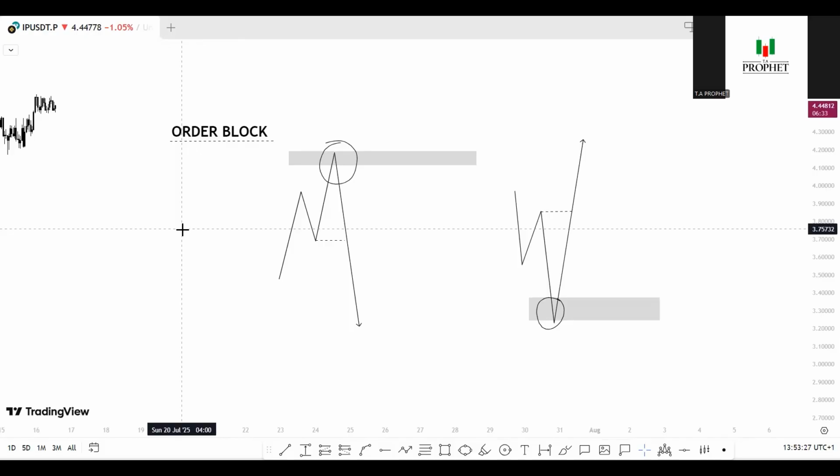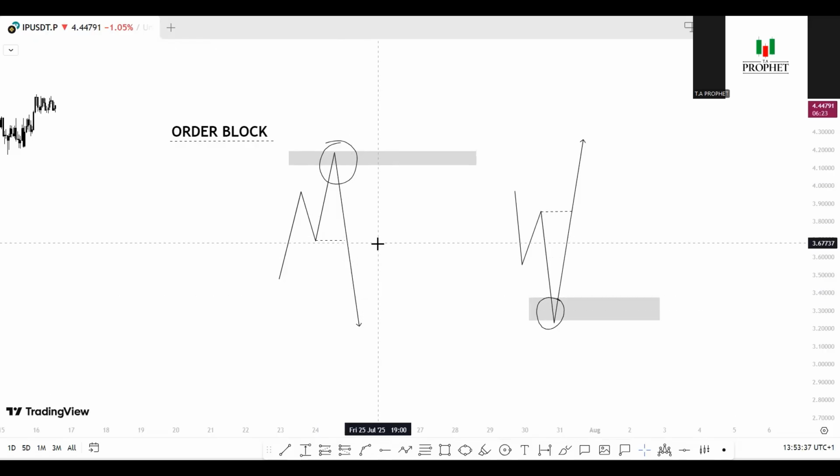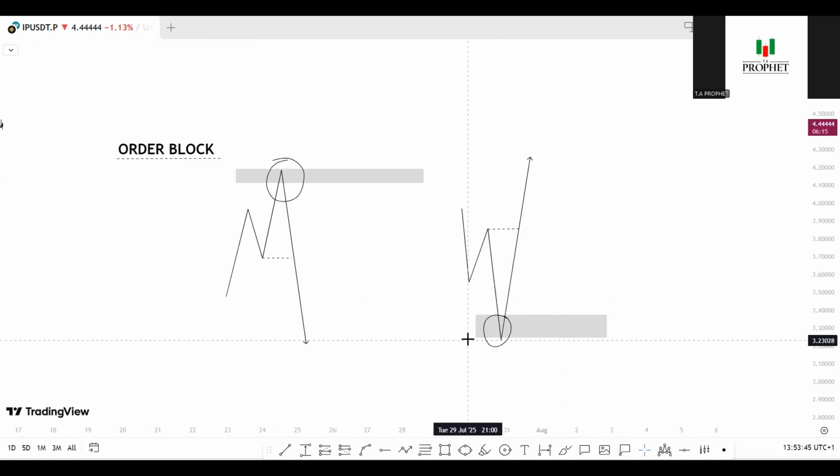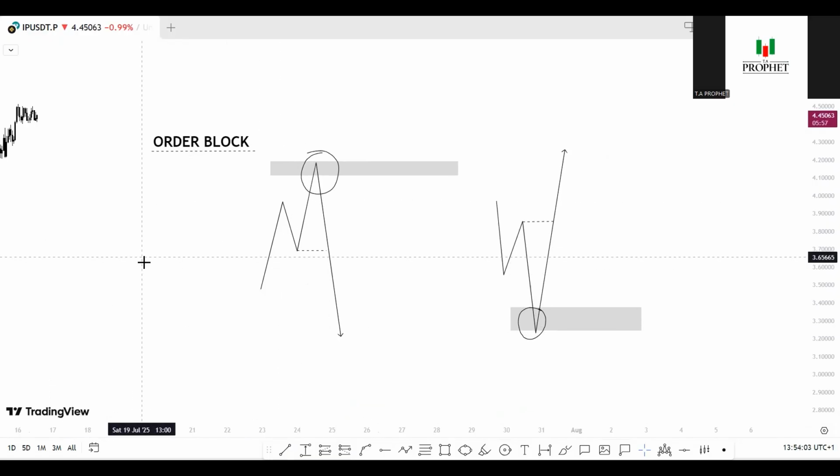So you can also say that in the case of a bearish order block, it is the last bullish candle before this bearish, impulsive move. And in the case of a bullish order block, it is the last bearish candle before this impulsive move. Do you understand? I believe that is well understood.